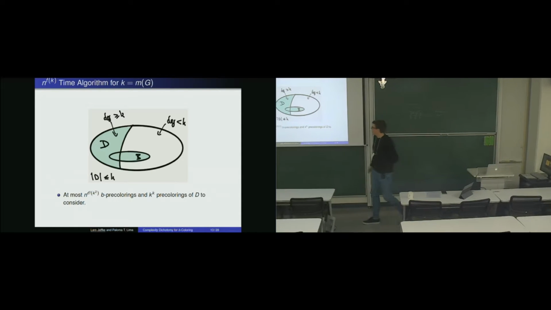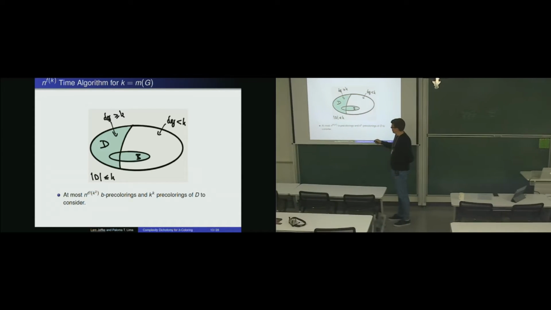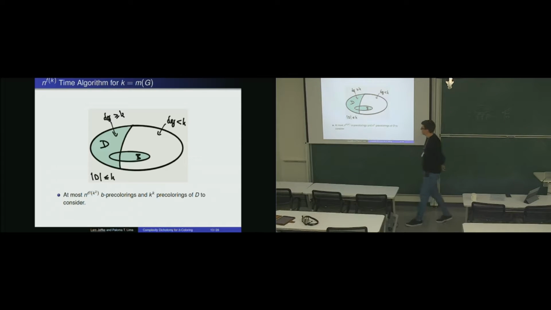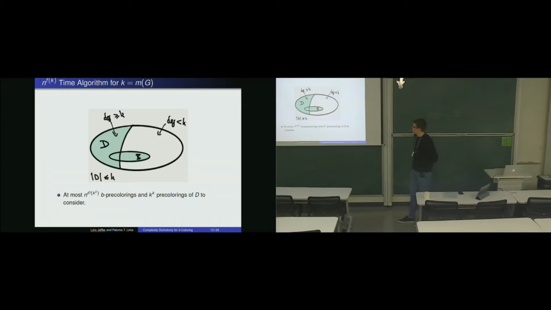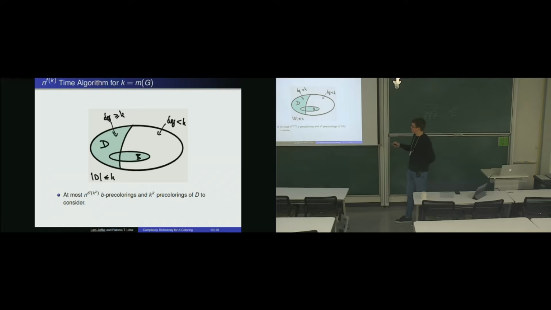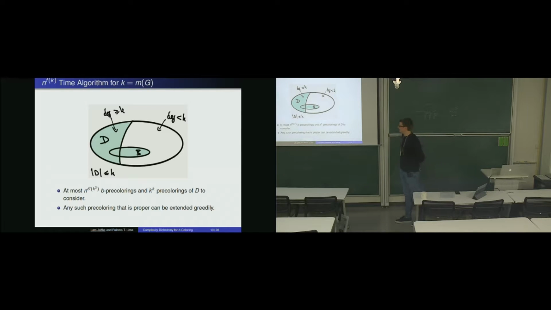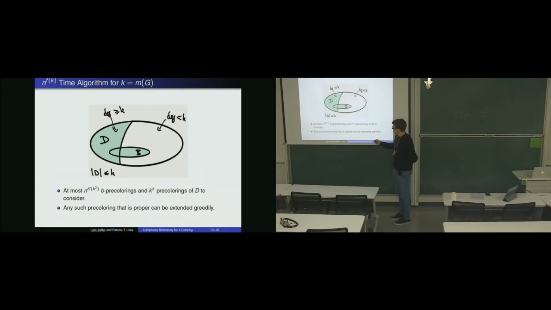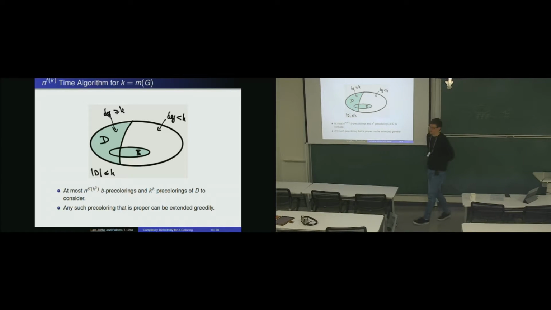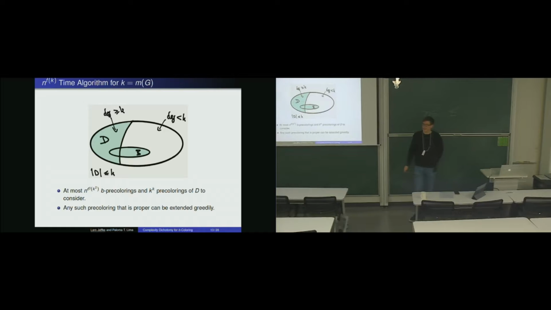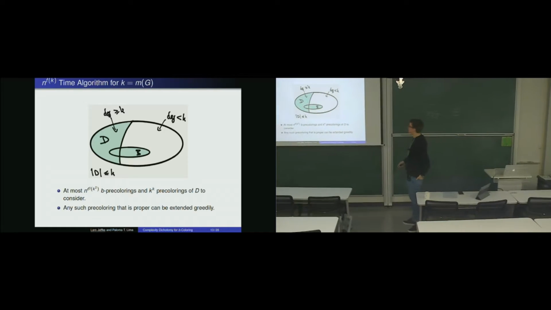Okay. And by the lemma before, we have that there's at most n to the O of k squared pre-colorings that we have to consider, and then the pre-colorings of D are k to the k. And as I said, any such pre-coloring can be extended greedily. So this is good enough for us for now.